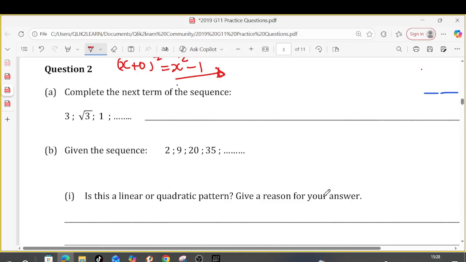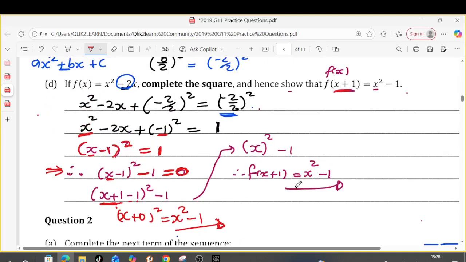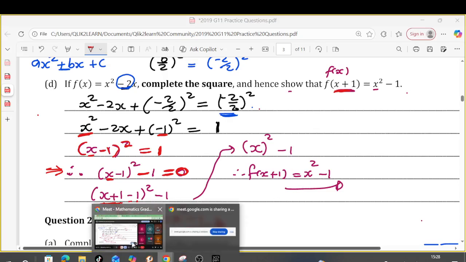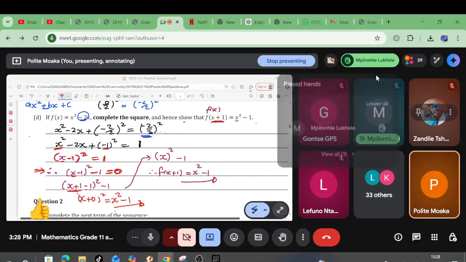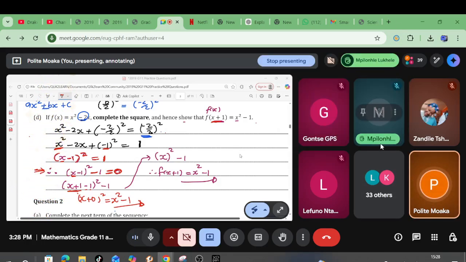Katla asked something about where the f(x) is coming from. Where is the f(x) coming from? Which f(x)? Which f(x), Katla? And Pilo, you raised your hand again. I'm listening.